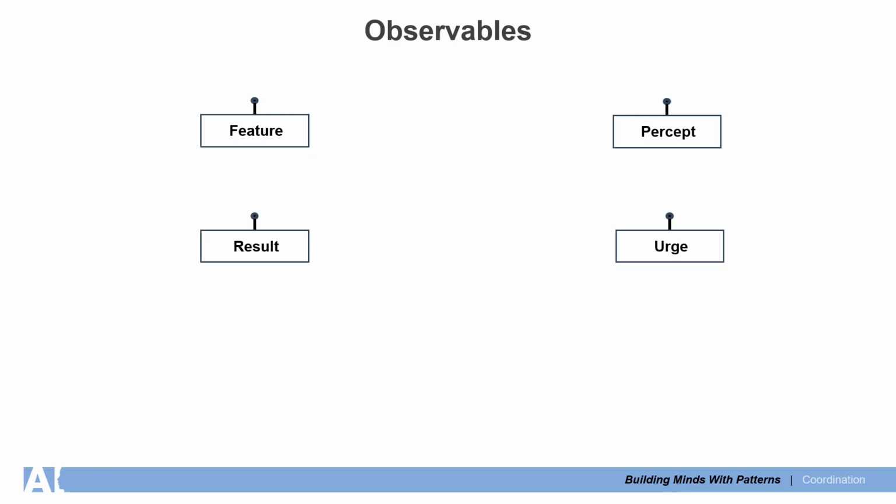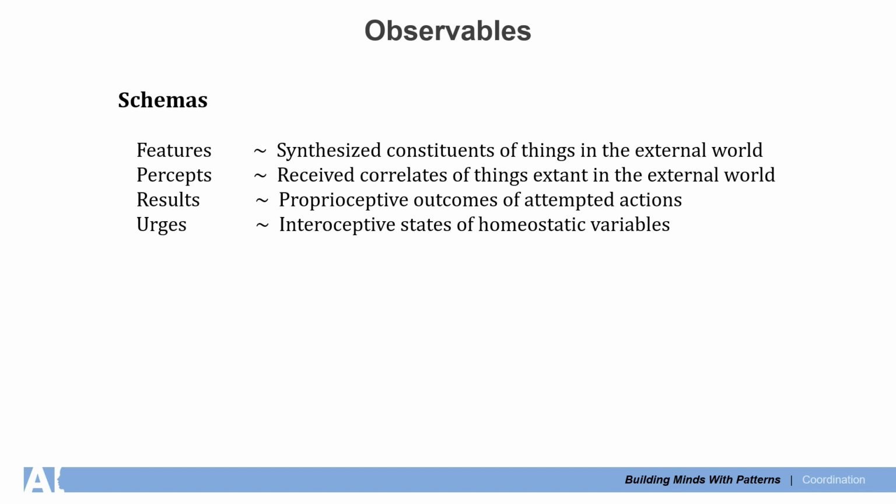Observables. The lowest level ontology contains observables. We have features, percepts, results, and urges. Features are synthesized constituents of things in the external world. These constituents are found through detectors. Percepts are received correlates of things extant in the external world. The perceiver agent receives percepts from the psyche, which is a software residing on the external device. Results are proprioceptive outcomes of attempted actions, and urges are interoceptive states of homeostatic variables or needs.